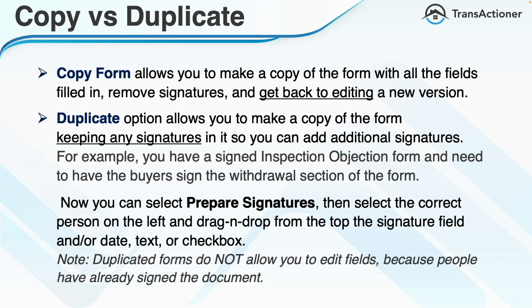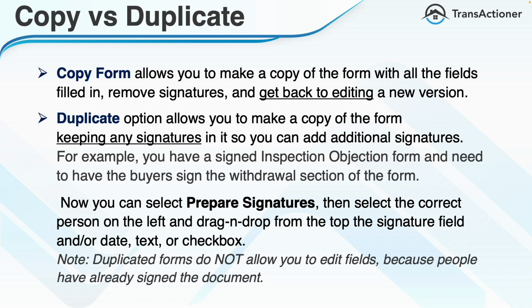If the buyers decide they want to withdraw, they need to keep their signatures in place and then add their signature to the withdrawal section of the form. This is also useful if the agent forgot to sign the document before sending it out for signatures to their clients, like the contract to buy and sell real estate form.